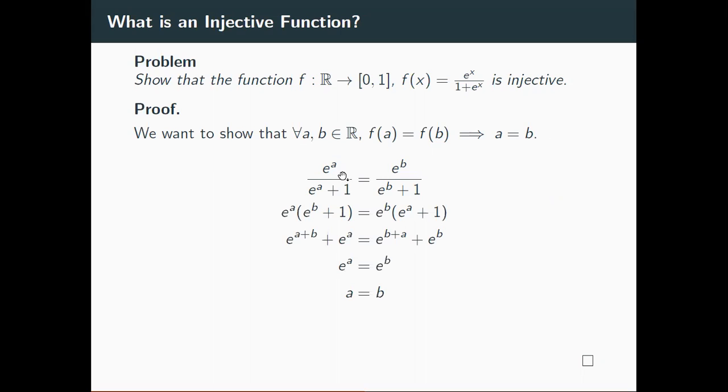So we'll start with plugging in a and b and looking at what happens if f of a equals f of b. So that's why we have this. And now we can clear the denominators or cross multiply. So we have e to the a times (e to the b plus 1) equals e to the b times (e to the a plus 1). And then when you multiply this out, distribute it out, you end up with these two terms which cancel. So you're just left with e to the a equals e to the b. So therefore, a has to equal b because these are real numbers.